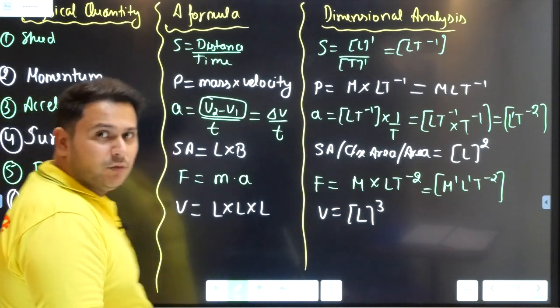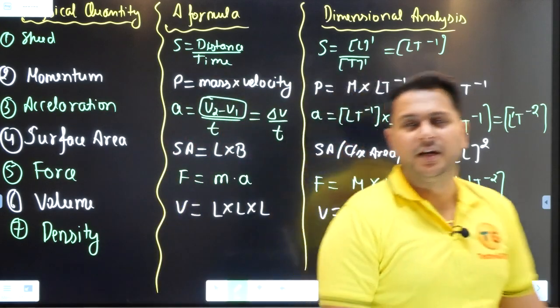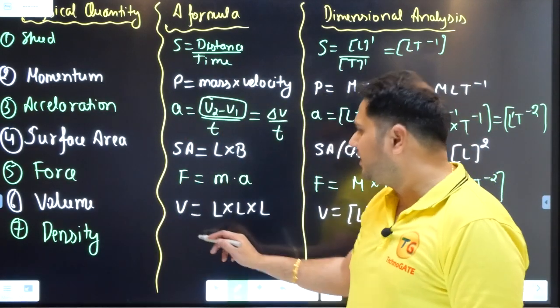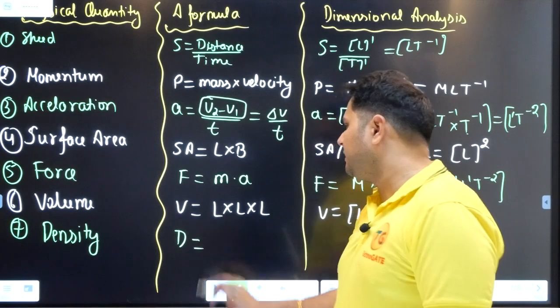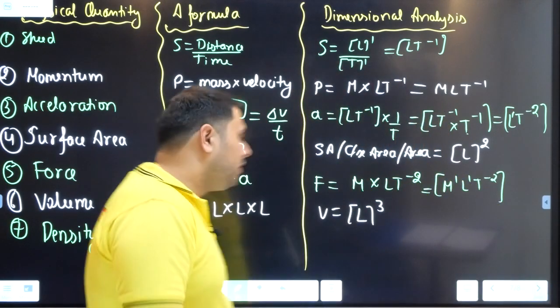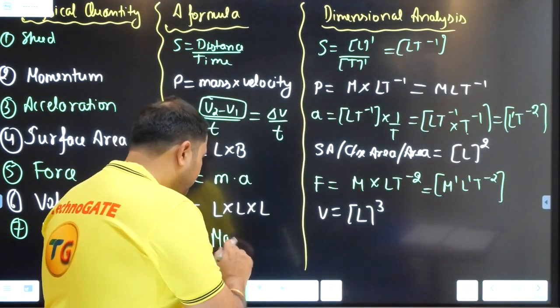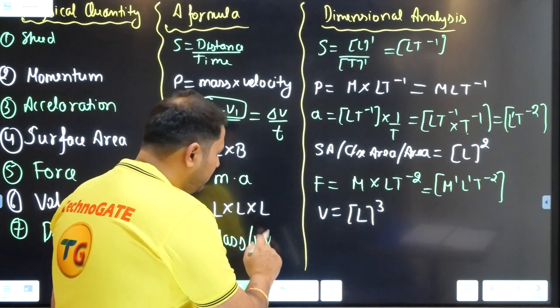Now when I enter into the density part, what is density? Let me tell you first of all. Density is denoted by D and is given by mass per unit volume. Density is nothing but your mass per unit volume.